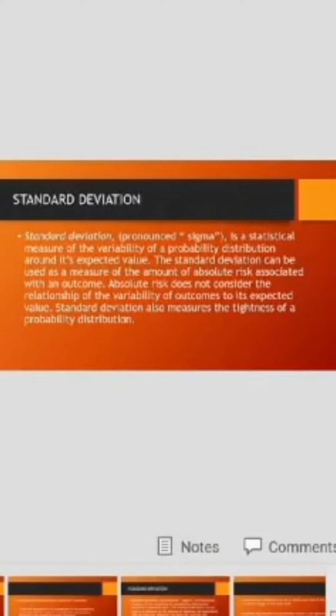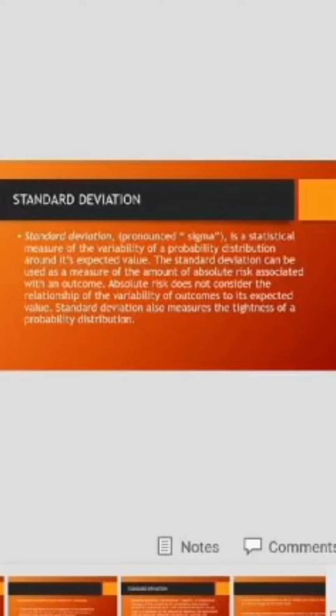Standard deviation. Standard deviation, represented by sigma, is a statistical measure of the variability of a probability distribution around its expected value. The standard deviation can be used as a measure of the amount of absolute risk associated with an outcome. Absolute risk does not consider the relationship of the variability of outcomes to its expected value. Standard deviation also measures the tightness of a probability distribution.